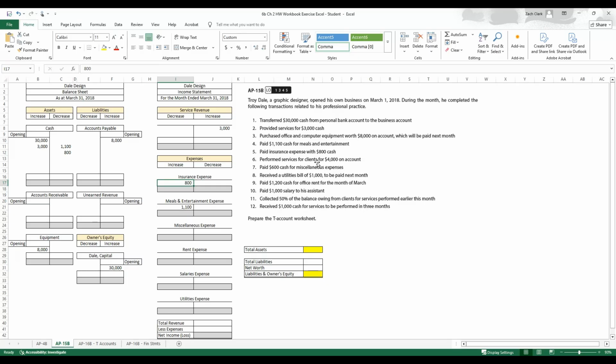Okay, number 6, we perform services for clients for $4,000 on account. So again, we're going to record the revenue because we earned it now. It's owed to us, but we didn't get paid yet. So now we're being paid on account. Earlier we bought something on account, but now we're the ones who will need to be paid later.